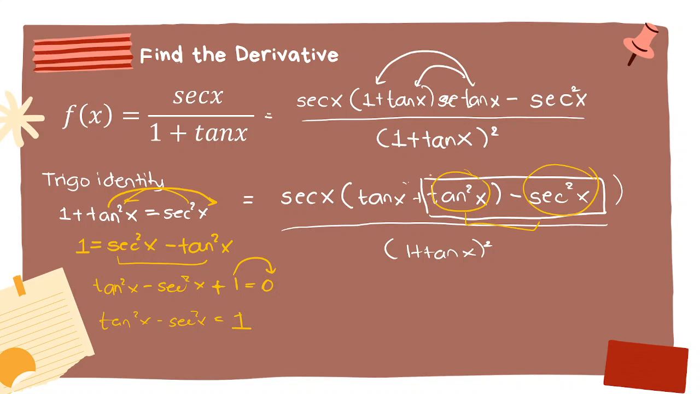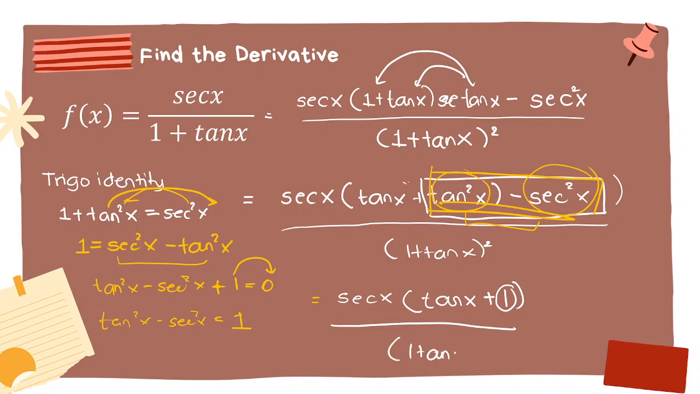So, basically, etong si tan squared x minus sec squared x ay equal lang pala sa 1. So, what's my final answer? My final answer is sec x multiply to tan x plus 1. Kasi itong 1 pala ay equal lang din sa tan squared x minus sec squared x over 1 plus tangent x squared. Okay? So, pwede na sa akin ito.